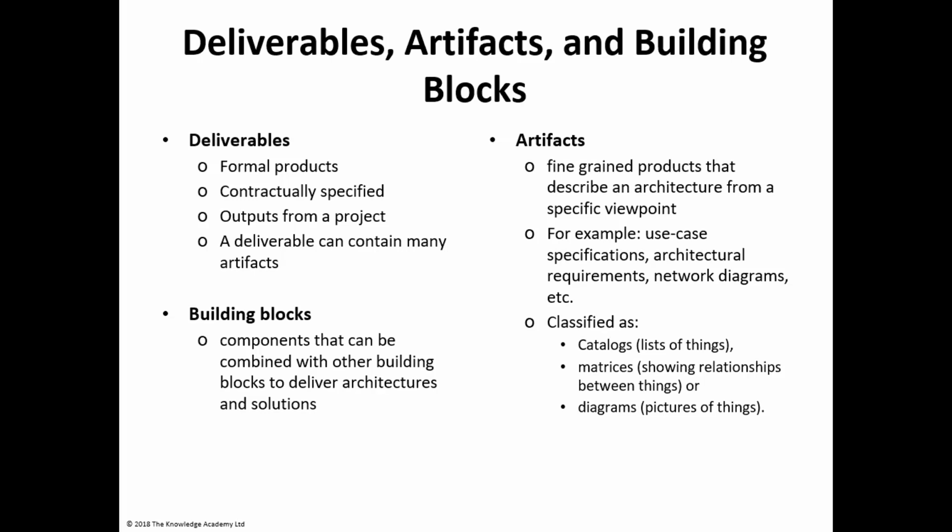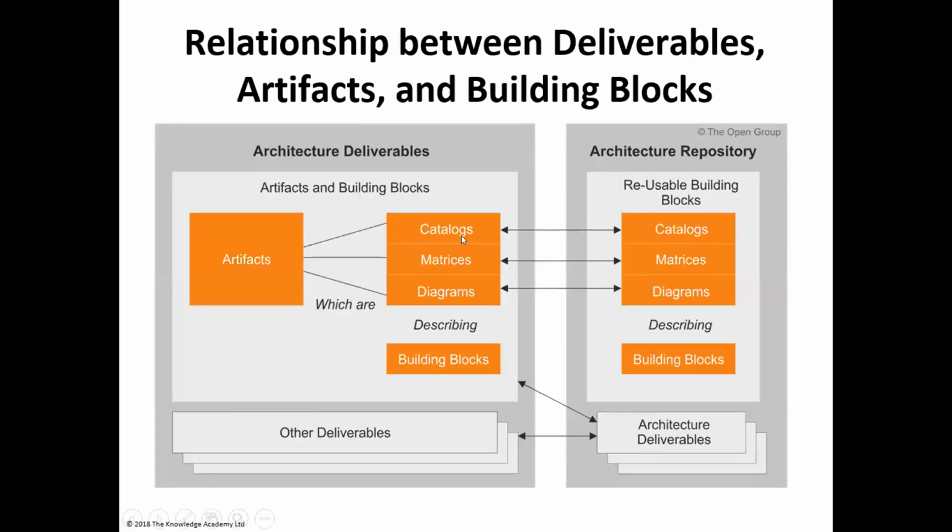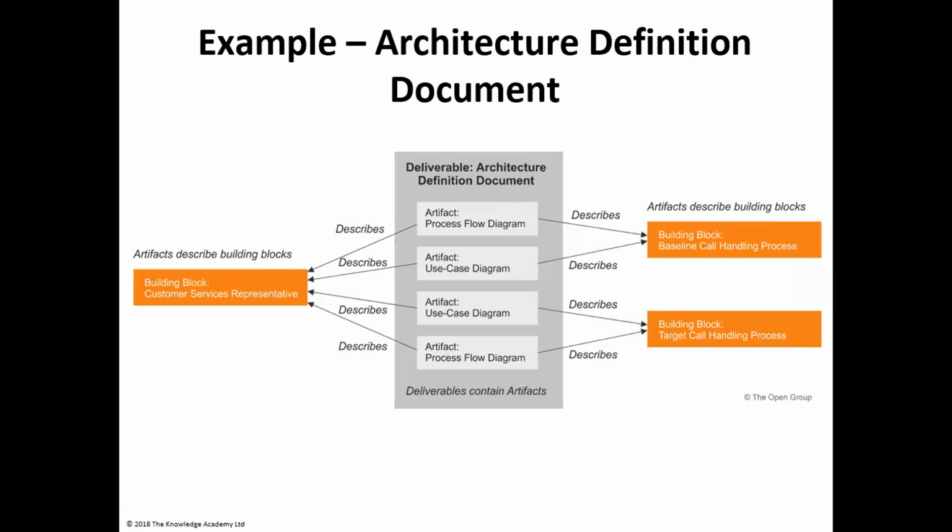Now, let me give you one more example here. Have a look at this one. Artifacts are categorized into catalog, matrix, and diagram. That describes a building block. Together, it's a deliverable, correct? Correct. One more example here.